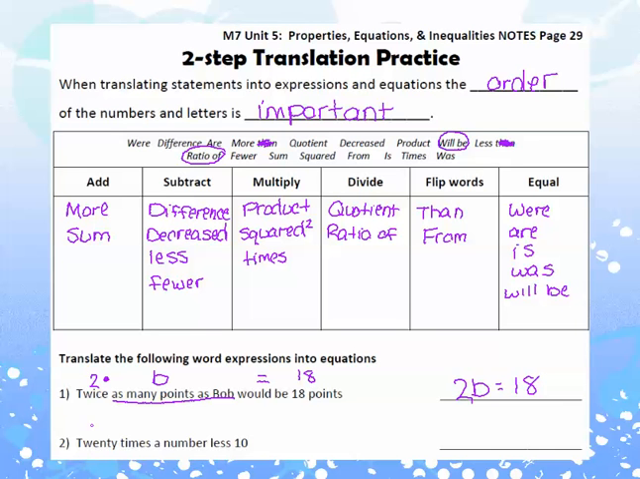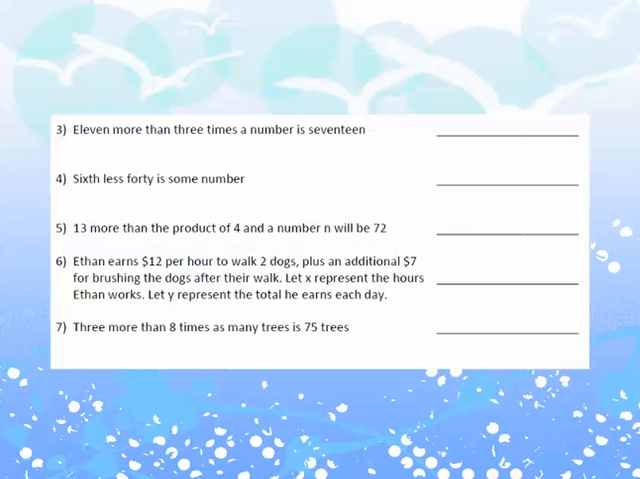Same thing with number 2. 20 times a number, n, or any other letter, less 10. So remember, we can squish the coefficient with the variable. 20n minus 10 is how we would write that one. Alright, your job, I want you to try 3, 4, 5, 6, and 7. We'll talk about number 6. Try it on your own first, and then we'll talk about what it actually means. Okay, so pause the video here, and then we'll go over it together.